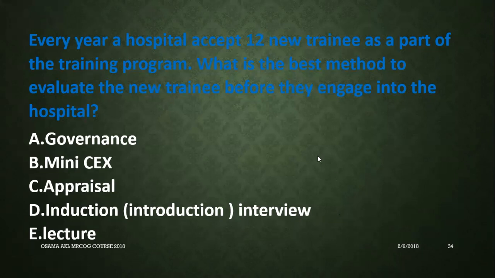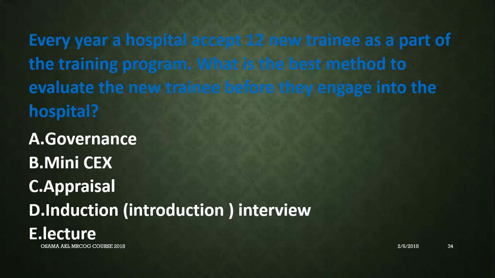Please, while solving the question, at first I have to read the question. I want you to prepare an answer in your mind, and then start searching for this answer. So don't read the options. Prepare the answer at first in your mind. Okay, please start, Dr. Madu. I'll read the question. Every year, a hospital accepts 12 new trainees as a part of the training program. What is the best method to evaluate the new trainee before they engage in the hospital?